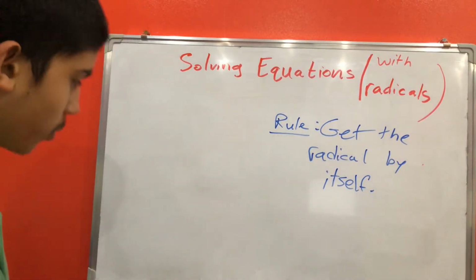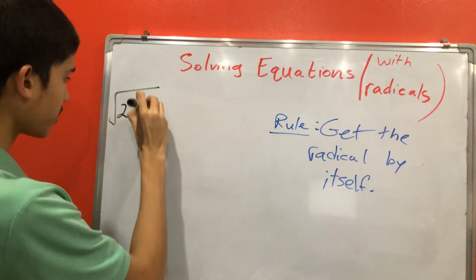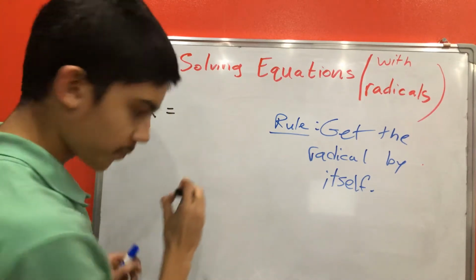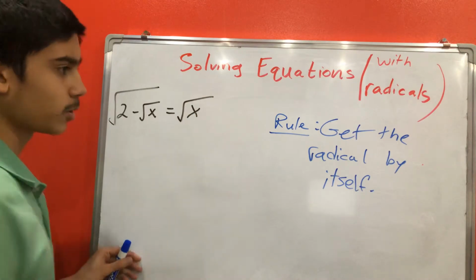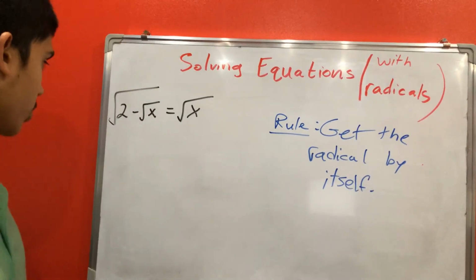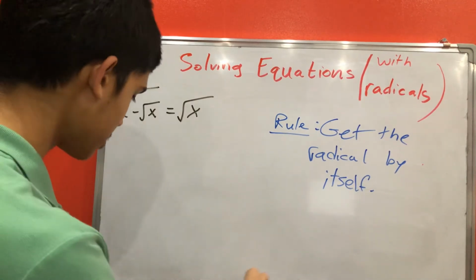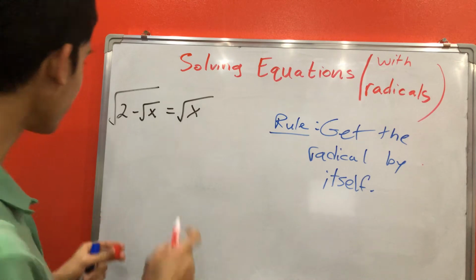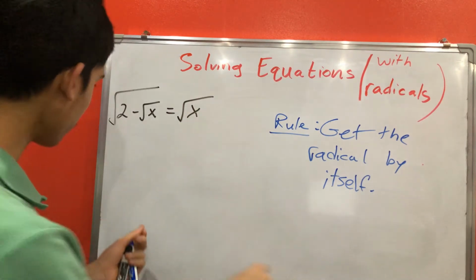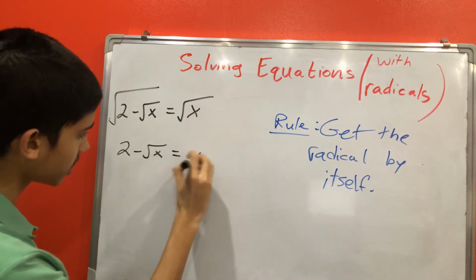So let's just look at one example. We have 2 minus radical x is equal to radical x. Okay? So the idea is we want to get the radical by itself. We have like 3 radicals here, so we cannot get one by itself. So first of all, we're going to have to just solve this normally. Solving by algebra, we square both sides, and when we do so, we get 2 minus radical x equals x.